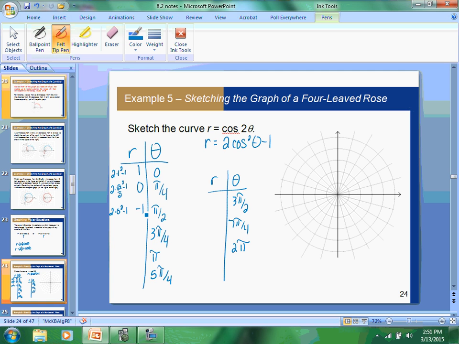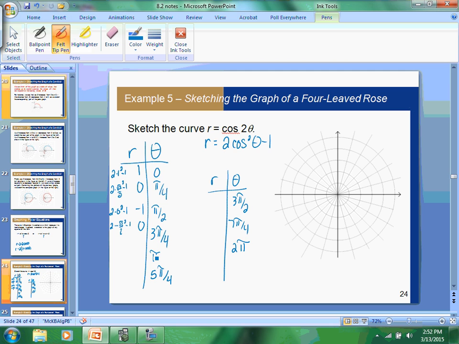Okay. 3 pi over 4, that's going to be another square root 2 over 2, but it's going to be negative. So I'll have negative square root 2 over 2. But when I square a negative, remember, it becomes positive. So again, that's going to be 2 over 4. And then when I multiply that by 2, that'll be 4 over 4, which is a 1, and 1 minus 1 is 0. So now I'm starting to see a repeat here in my pattern.